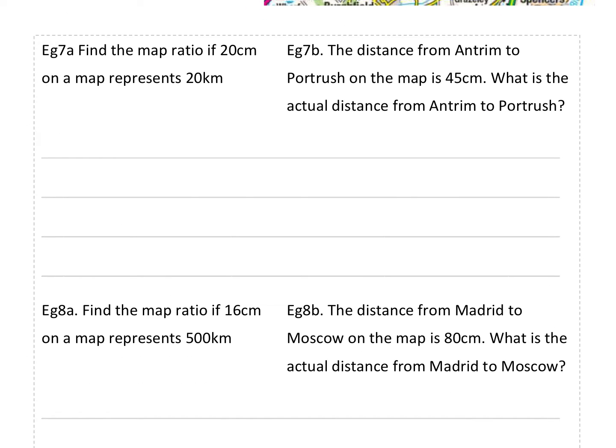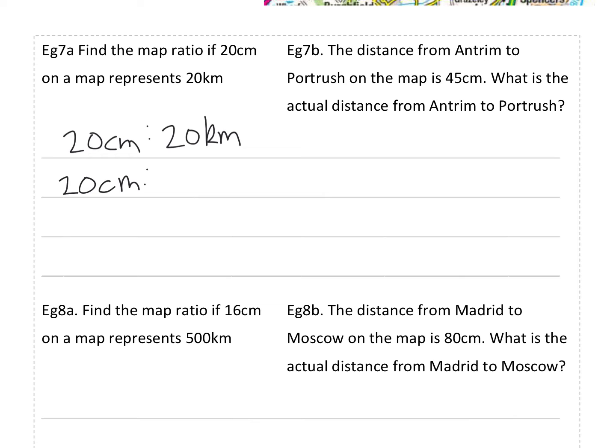Example 7. Find the map ratio if 20 centimeters on a map represents 20 kilometers. So the ratio, we write it down with the units first of all, is 20 centimeters to 20 kilometers. Just like when we were simplifying ratios, we'd like to get consistent units. We want the units to be the same.